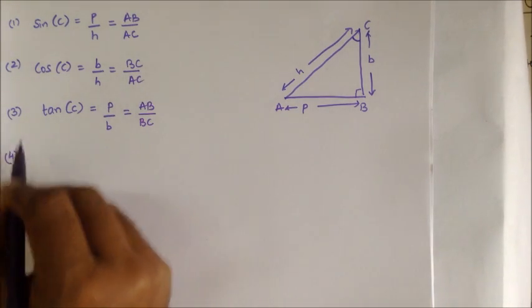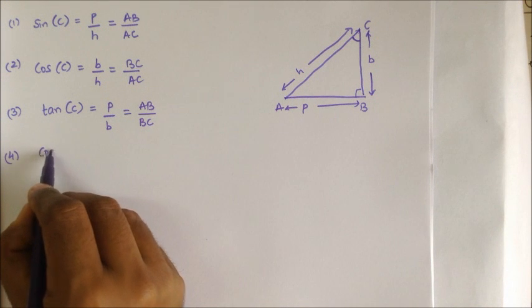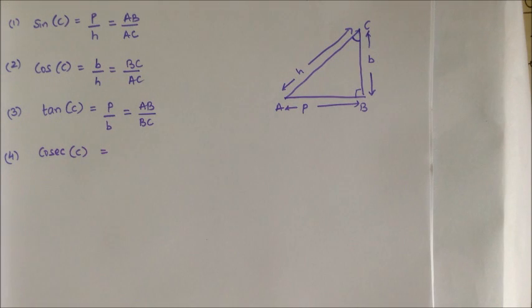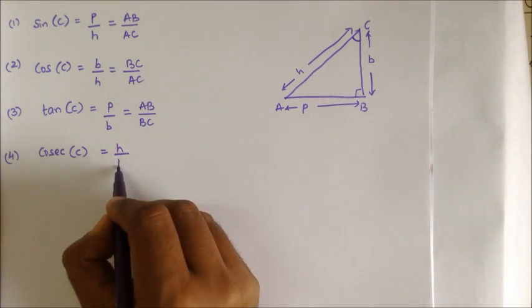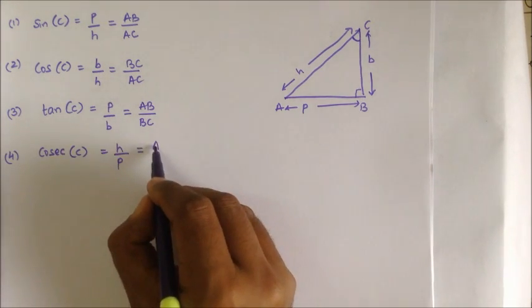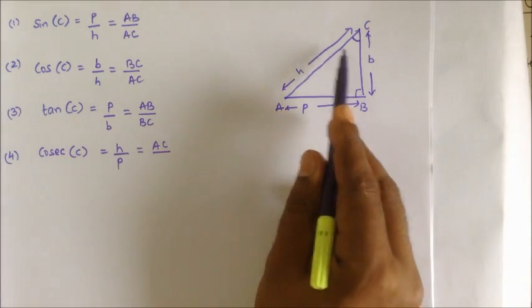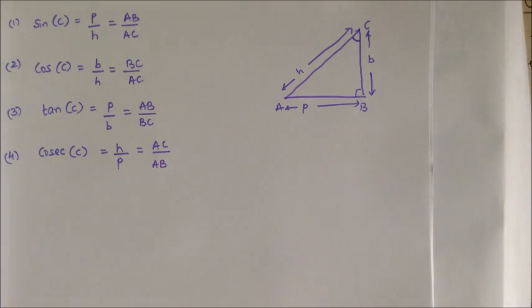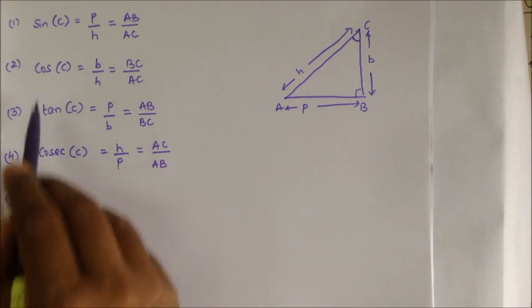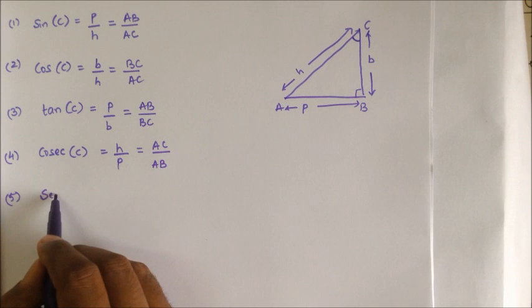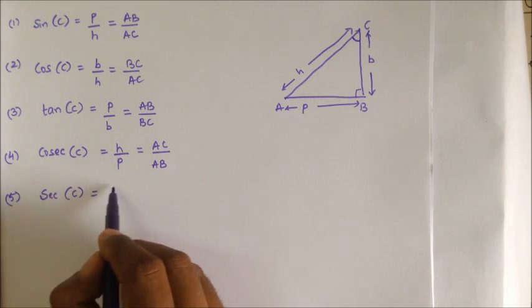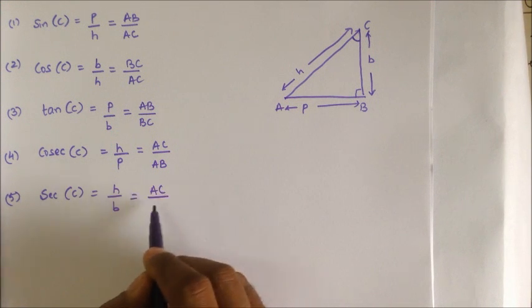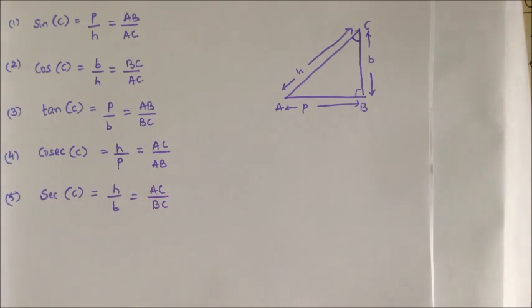The fourth ratio, which was the reciprocal of sine, in short form is known as cosec, the full form being cosecant. Cosec of C would be hypotenuse upon perpendicular, the hypotenuse being AC and the perpendicular for angle C being AB. You can see it is a reciprocal of sine. The fifth ratio, the reciprocal of cos, is known as sec. Sec of C would be hypotenuse upon base. This is AC upon the base, which is BC.